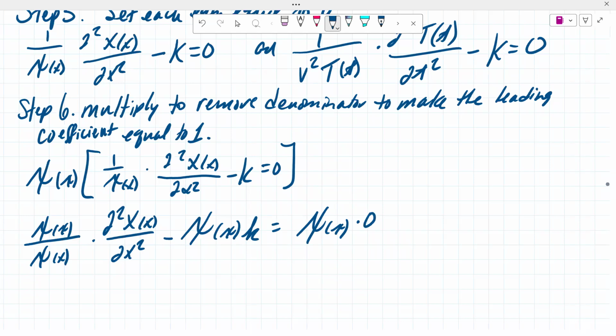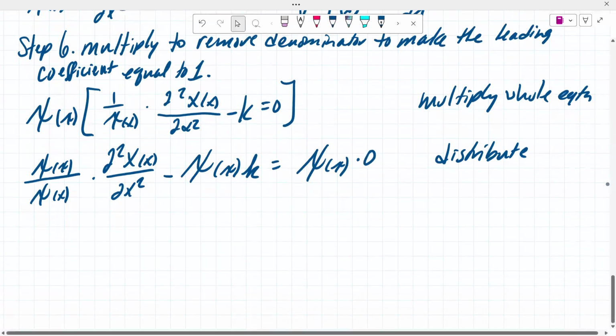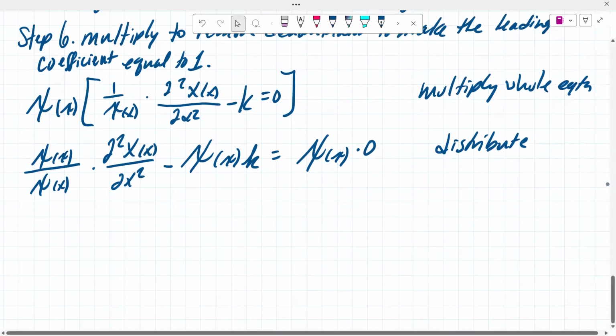So we have some simplifying we can do here. Great. So, okay, let's just write out how we did this. So this one was done by multiplying the whole equation. And this one is distribute. All right, good.